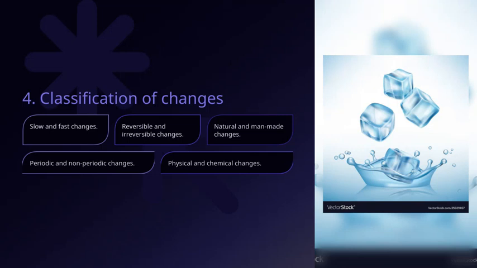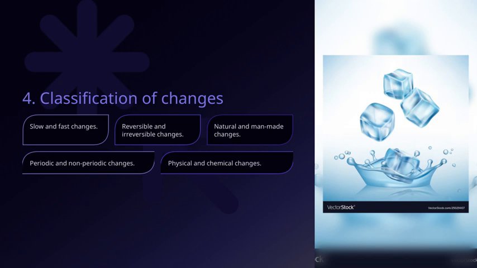First, we have slow and fast changes. Slow changes happen gradually over time, like the growth of a plant, while fast changes occur quickly, such as a sudden ripening of fruit. Recognizing these helps us understand the pace at which different processes occur. Next are periodic and non-periodic changes.